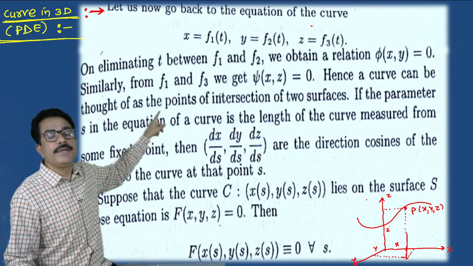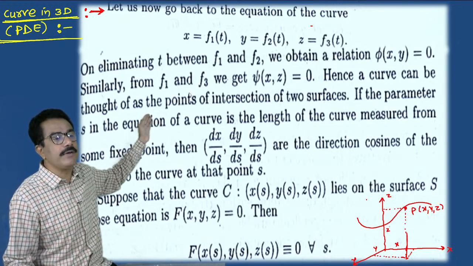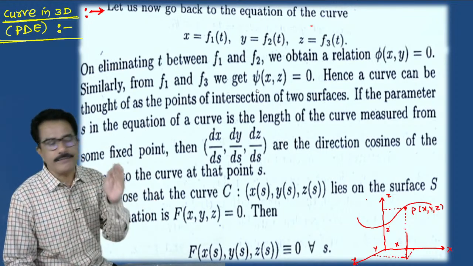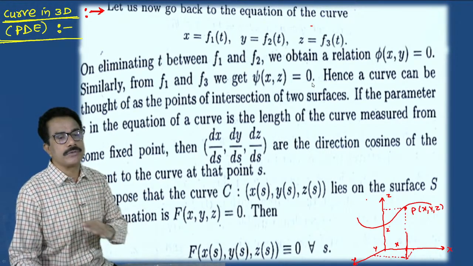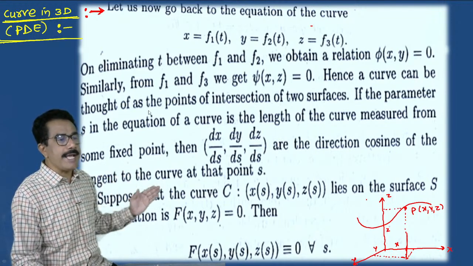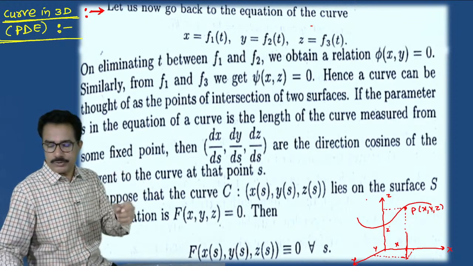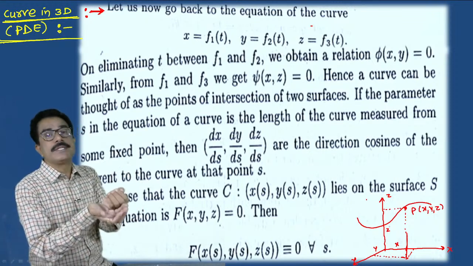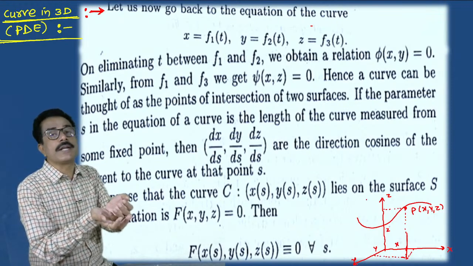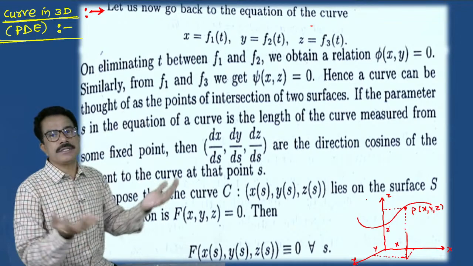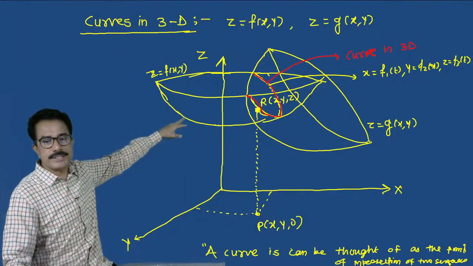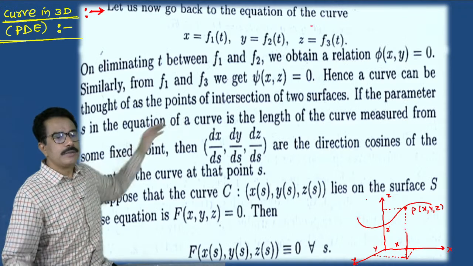So we get, if we eliminate t from f1 and f3, another function psi in the form of x and z equals 0. Hence a curve can be thought of as the point of intersection of two curves. Sorry, two surfaces: in 3-dimensional geometry, a curve is the intersection of two surfaces. The diagram is shown here.